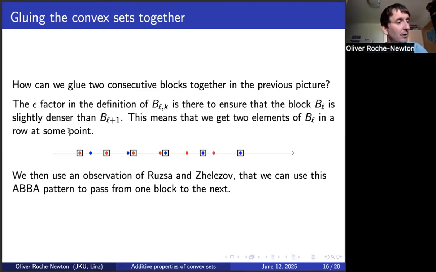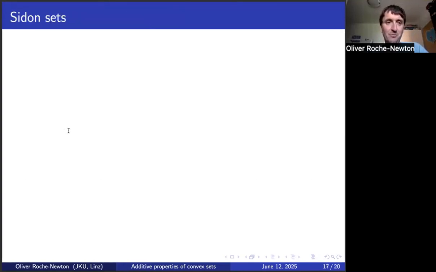Now I've got a few minutes left. I got quite sparse with the slides here. So I just want to finish in the last few minutes to mention one other problem that we considered in this paper, which is about Sidon sets. This is an important notion in additive combinatorics.